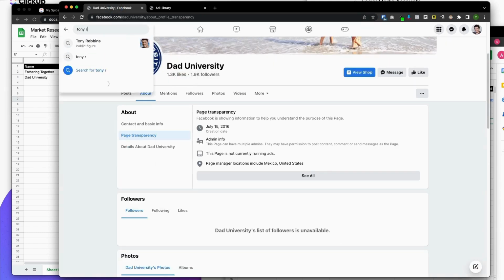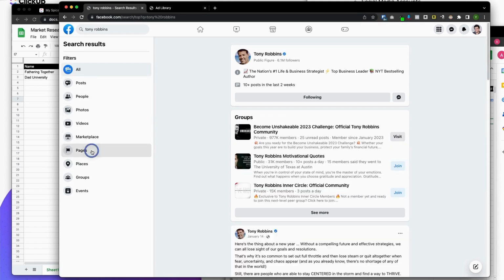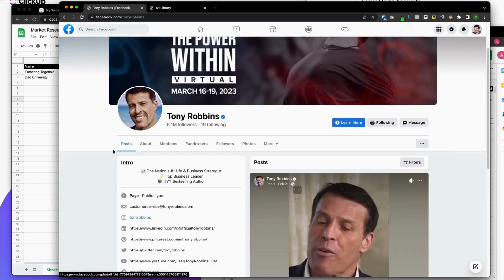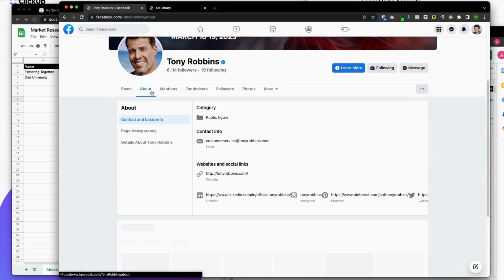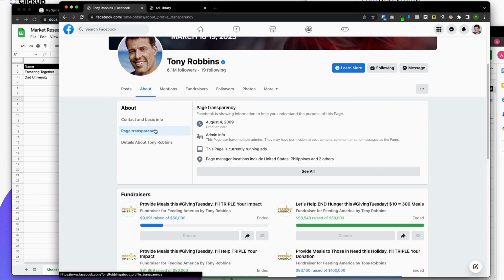We're going to type in Tony Robbins, just as an example. Then we go over here to Pages, and we find Tony Robbins' page. Once we find it, we go to About, then we go over to Page Transparency. And again, maybe one of your inspo things that you want to save for your swipe file is Tony Robbins, because he runs pretty good marketing and I know he's successful in the space. So we go over here to Page Transparency. You'll see the page is currently running ads, which is awesome.